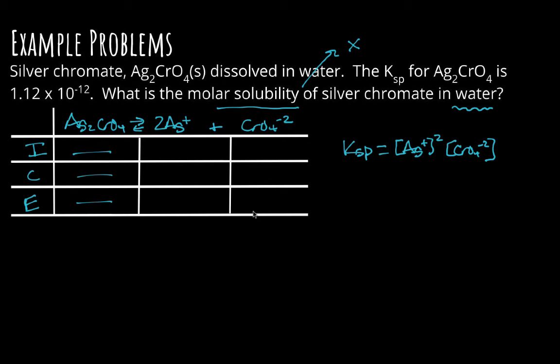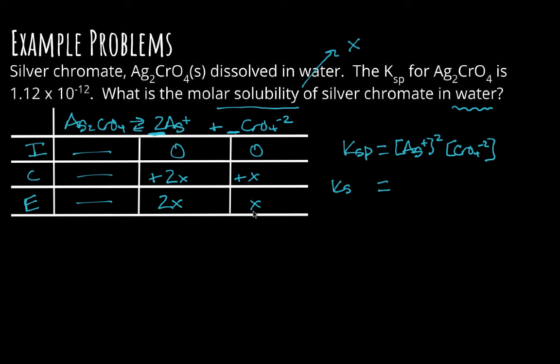Okay, and then I'm going to set up my ICE table. For this one, because this is in water, there's no common ion, so both those initial numbers are going to be 0. Then I'm going to add the difference using the coefficients. And I'm using x's because I don't know what the molar solubility is. So this is going to be 2x, and this is going to be plus x. This is a 2 because its coefficient is 2. This is a 1x because its coefficient is 1. So that means at equilibrium, I have 2x silver and x chromate.